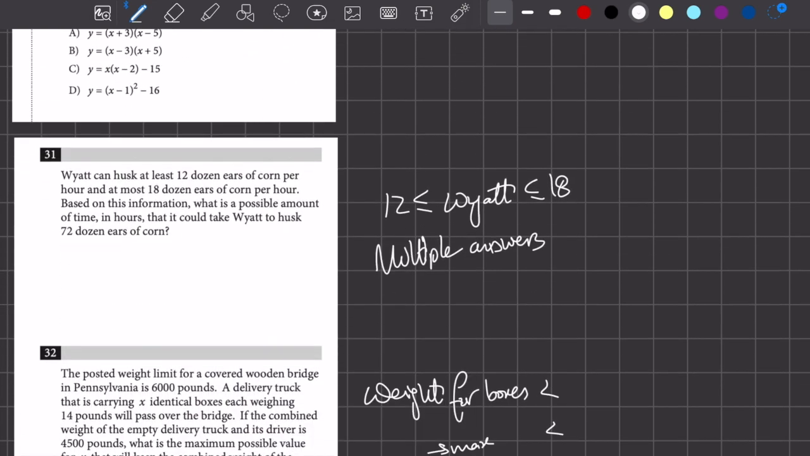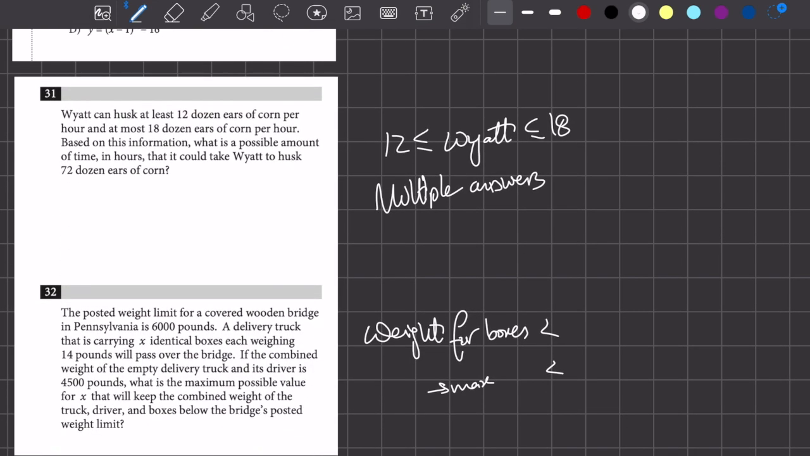Question 31 can have multiple answers. Wyatt husks between 12 and 18 ears of corn per hour, so we can divide 72 by any value in that range. If we divide by 12, that gives 6, which is one of the possible answers.